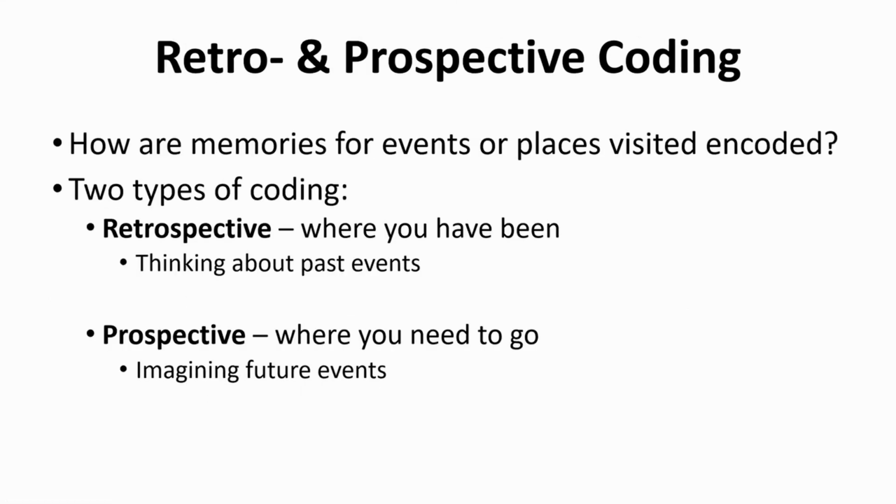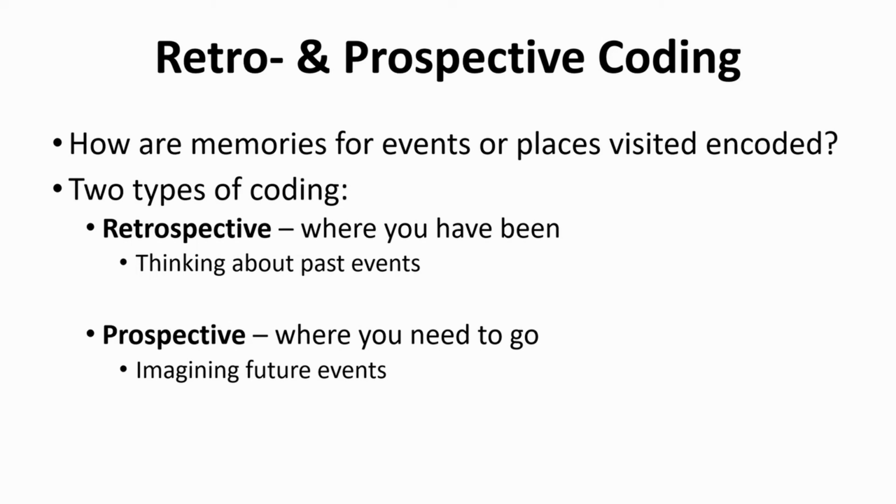So retrospective is a little bit easier conceptually for me to grasp, and this is the idea that you're remembering where you have been. So retrospective means you're thinking about past events, you're thinking about things that have gone past. Now, retro meaning things that are older, so you're remembering things that happened previously. Whereas prospective is looking into the future. It's imagining future events. So if you're using prospective memory, you're thinking about where you need to go.